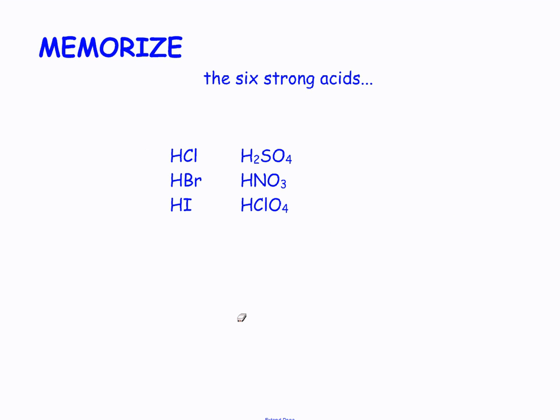You need to know the 6 strong acids. You just have to memorize them. HCl, HBr, HI. Those are the binary acids, binary meaning 2. And the oxy acids, sulfuric, nitric, and perchloric. Every other acid that we will deal with is weak.